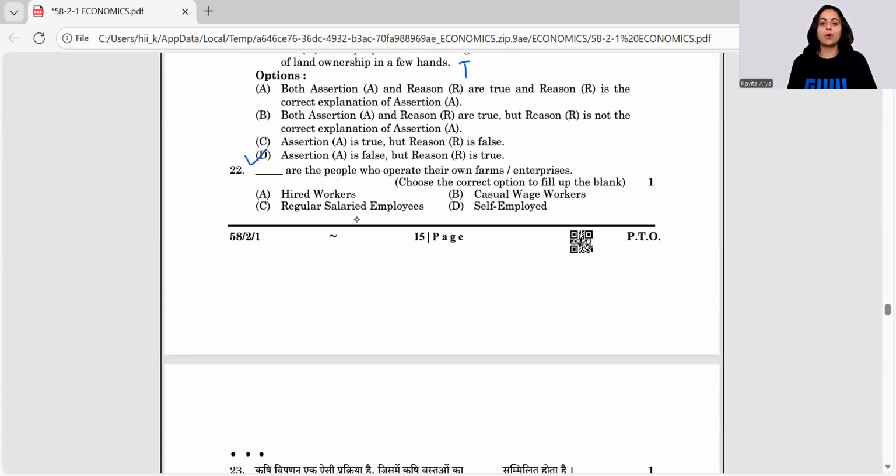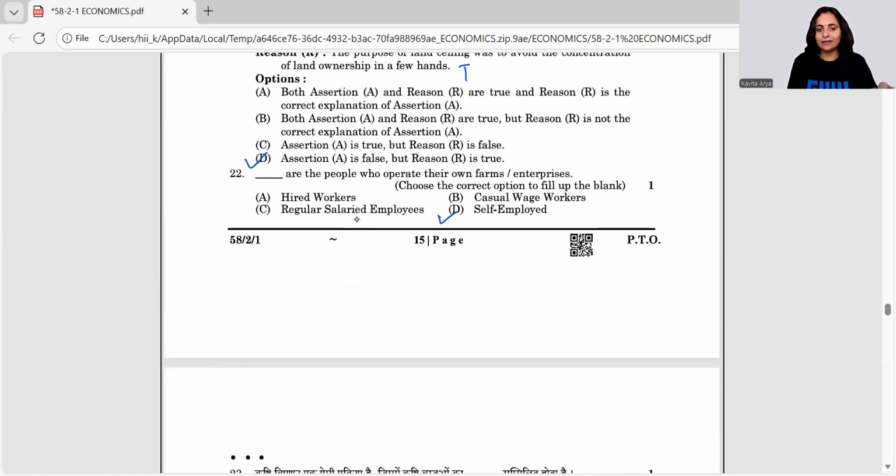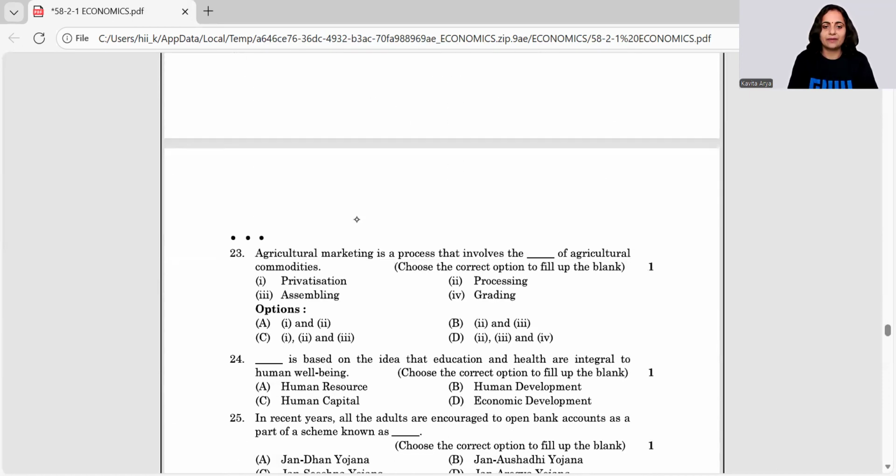Dash are the people who operate their own firms or enterprises. So who are they? They are self-employed. They are working for themselves, right? Not for anybody else. They are not hired. They are not regularly salaried, right? They're not casual. They're working for their own selves, right?